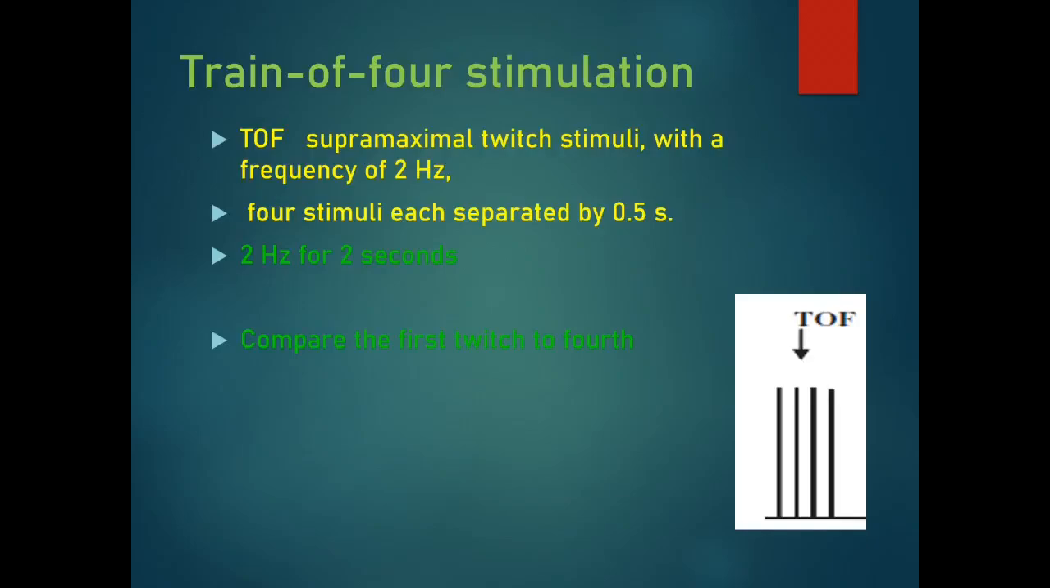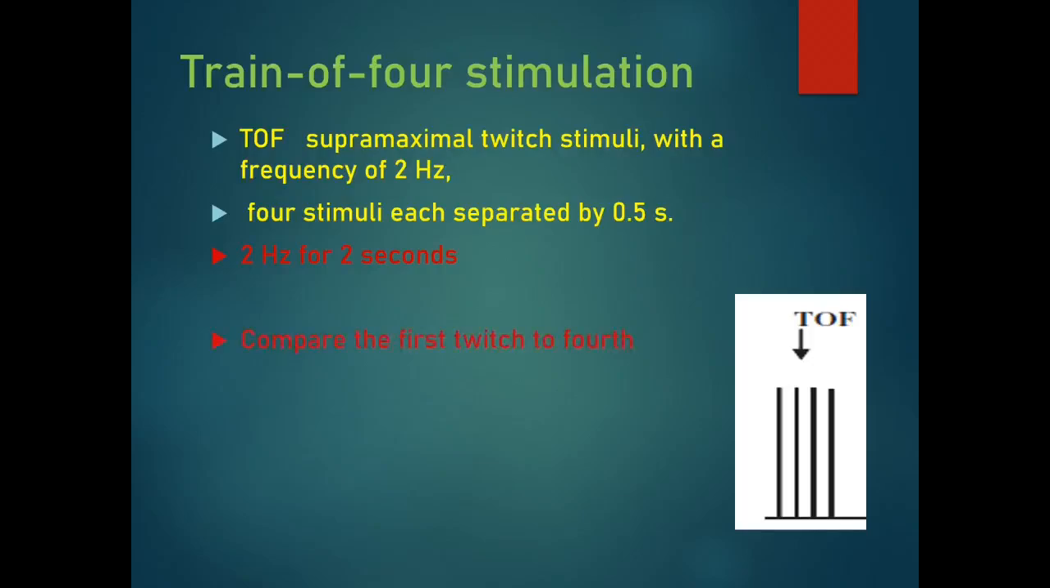The train of 4 stimulation. The train of 4 is the administration of supramaximal twitch stimuli with a frequency of 2 Hz, which means we give 4 stimuli separated by 0.5 seconds. Or in other words, it is 2 Hz for 2 seconds. I am repeating, 2 Hz for 2 seconds.